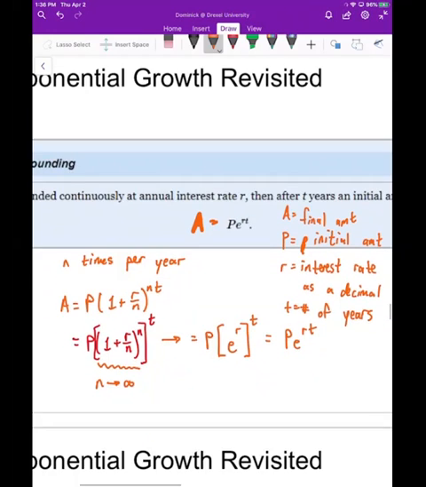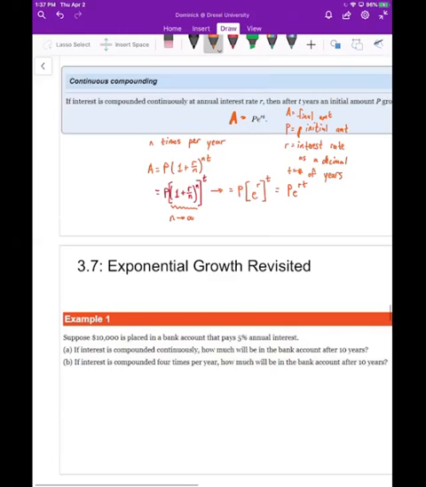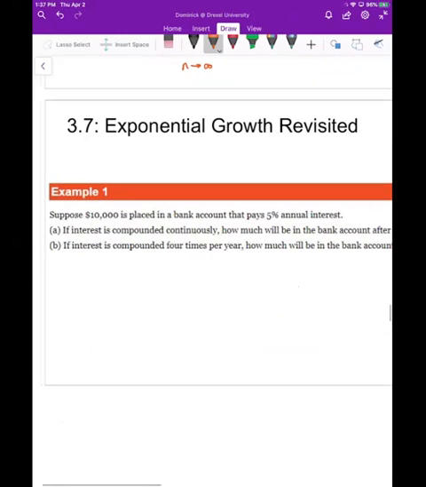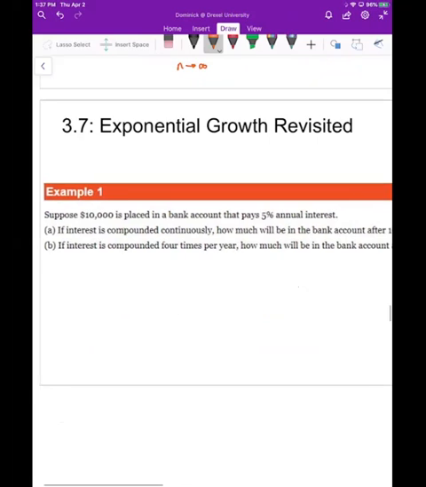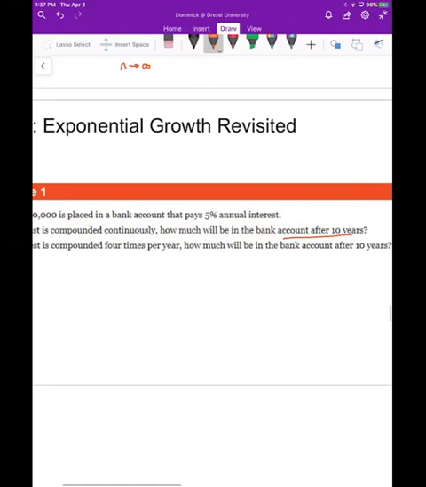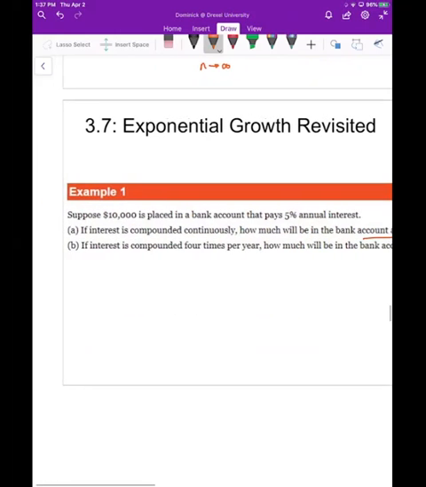All right. So let's look at an example that involves continuous compounding. Suppose we have $10,000 placed in a bank account that pays 5% annual interest. We want to know, if interest is compounding continuously, how much will be in the account after 10 years. That's our part A. We're told continuous compounding, so A is equal to P e to the rt. Our initial amount is 10,000, our r is 5%, so that's 0.05, and T is 10.